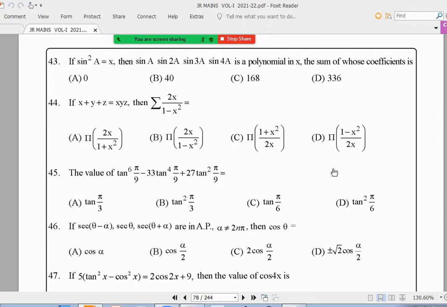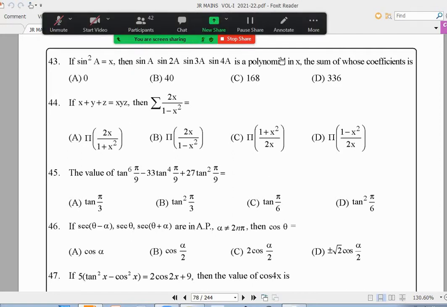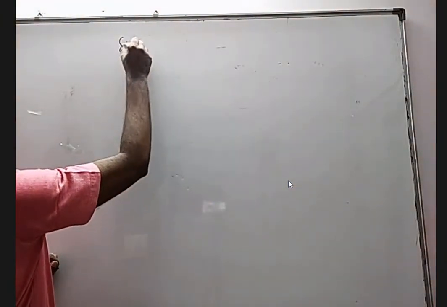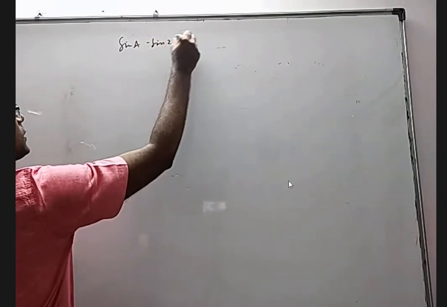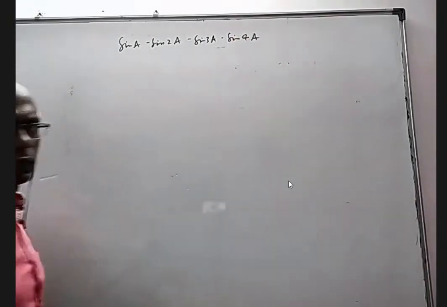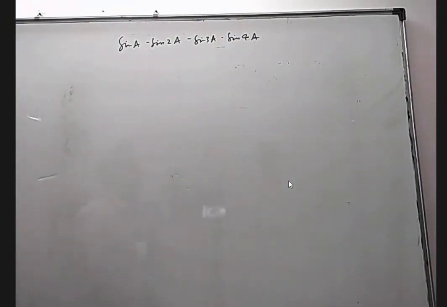Okay, question 43. What it is has to be clear. I'll explain the question. Basically, they want you to take sin A into sin 2A into sin 3A into sin 4A and write it only in terms of sin A.